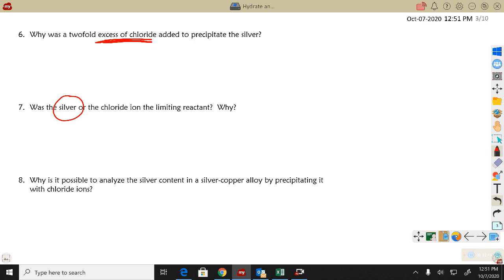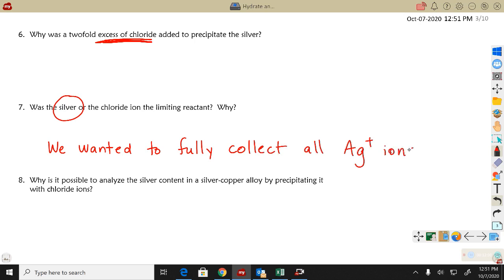But this is the ion we wanted to collect. We wanted to fully collect all silver ions. So if you know you want to get every last silver ion, then just add a little extra chlorine. I didn't want to take the chance that there'd be some poor little silver ions that didn't get to partner up with a chlorine. So we just added a boatload of chlorine. We wanted to study the silver. So we wanted to make sure we fully collected all the silver.